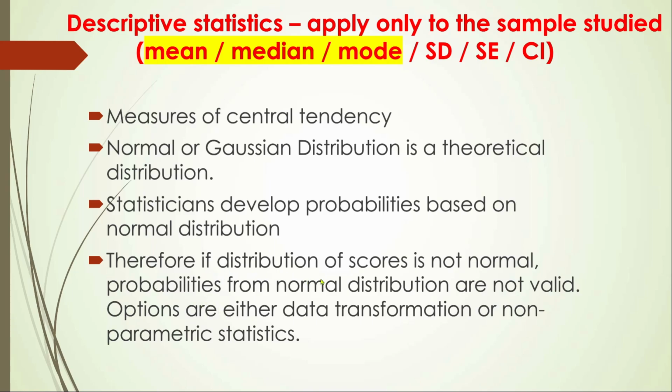Therefore, if your distribution is not normal, then you cannot use the probabilities from this normal distribution, as most of the statistical tests are based on this probability. You will have to either transform your data or use non-parametric statistics.